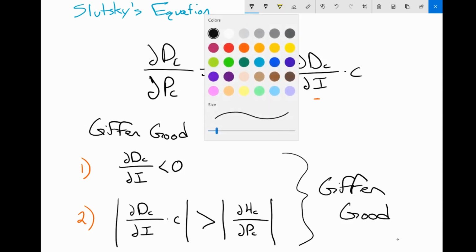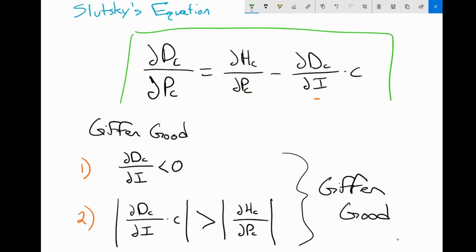This is the Slutsky equation. We explained it, we derived it, we went into extensive detail on it.